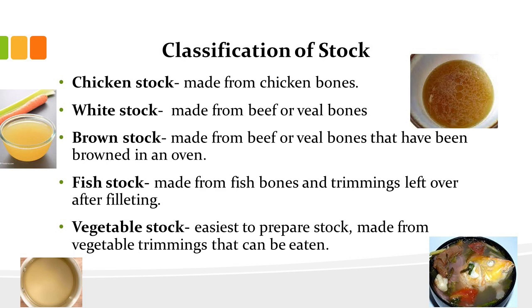Next is the brown stock. It is made from beef or veal bones that have been browned in an oven. If the bones have been browned in an oven, it is called brown stock. It uses acid products to tenderize and help in extracting flavor because it is top meat. You will notice that beef and veal bones is an example of top meat that took time in tenderizing.